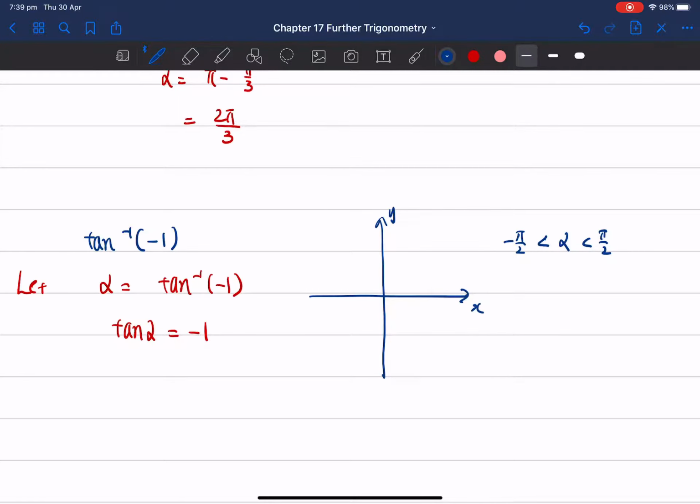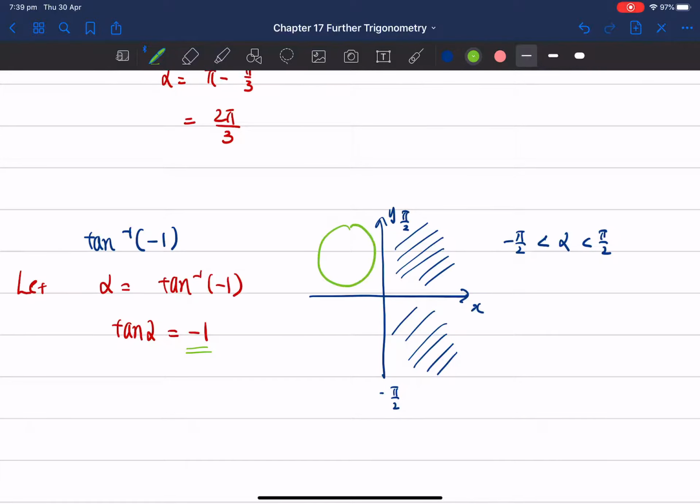Negative pi on 2, positive pi on 2, which quadrant? That's negative pi on 2, and here's positive pi on 2, and the angle is actually in the first and the fourth quadrants. Now let's have a look. In the first quadrant, tangent is going to be positive, but tangent alpha is negative 1. Tangent is negative in the second quadrant and the fourth quadrant. So combining these two pieces of information, you know tangent is negative in the fourth quadrant, and alpha is in the fourth quadrant.